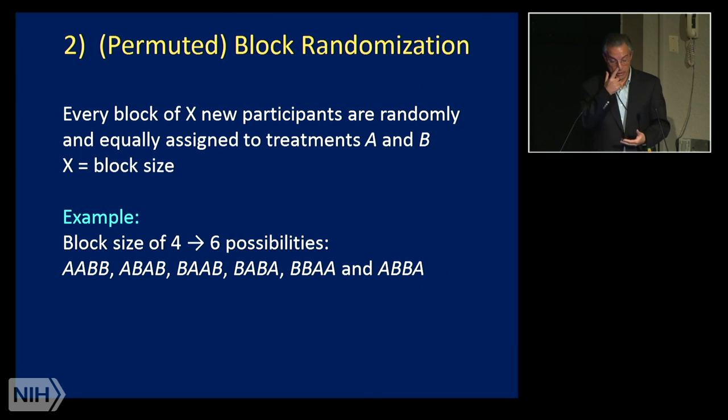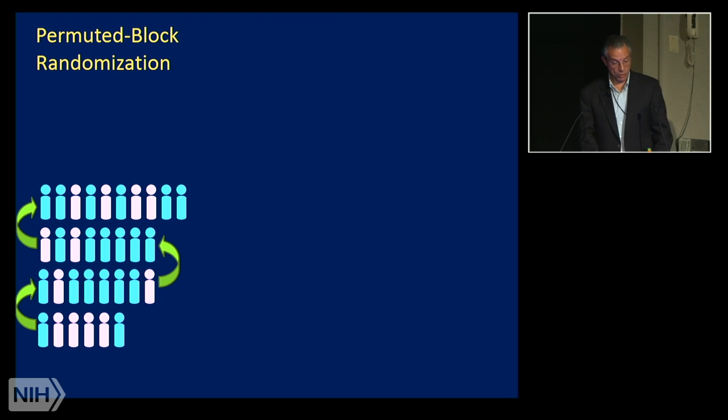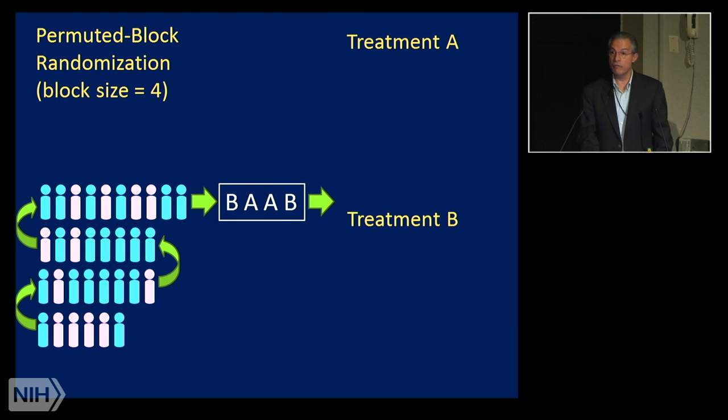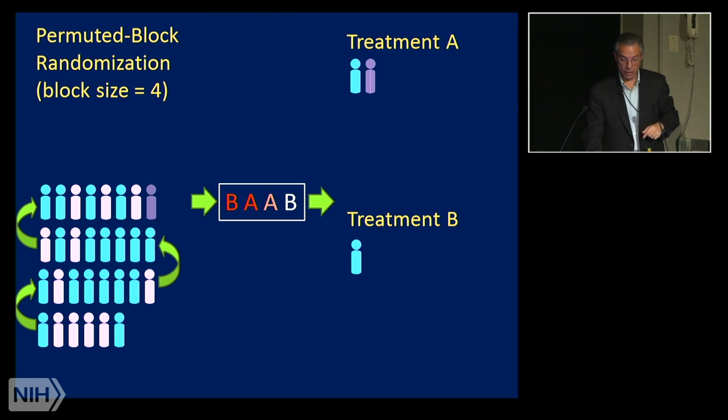So this is where we decided we're going to do a block size of 4, and that's how it's going to work. And I'm going to show you. So here are the same 32 participants, but this time we're going to do a block size of 4. So the computer picks up a block, one of those 6 possibilities, and in this case, it just happened to pick BAAB. And once it picks that, then the first one goes to B, the second one to A, the third one to A, and the fourth one to B.